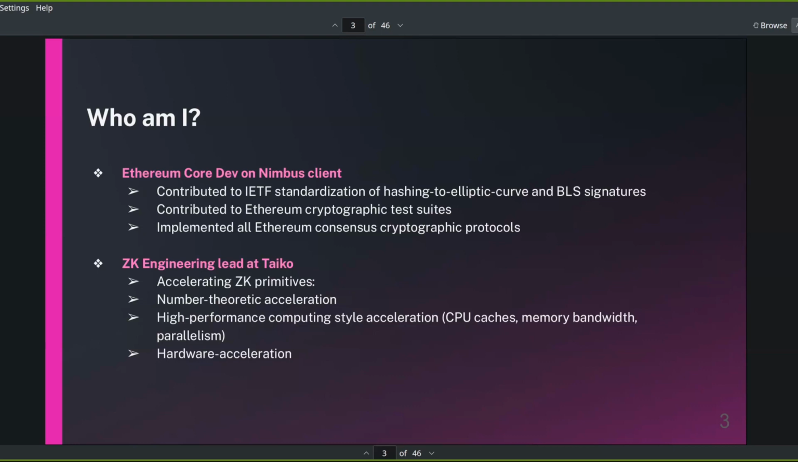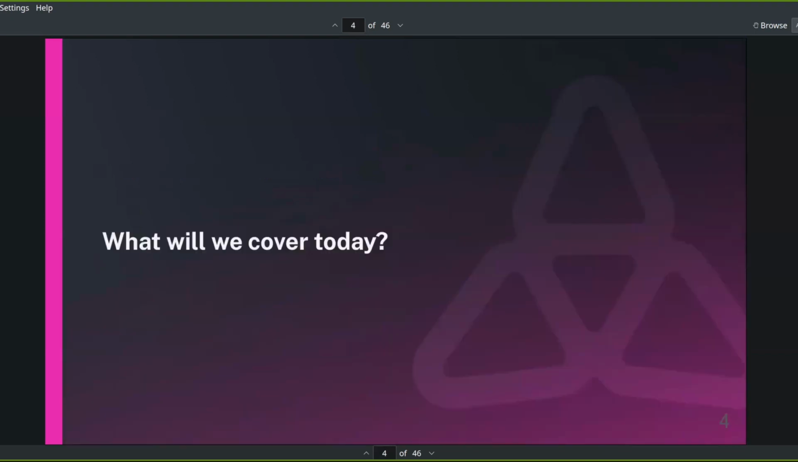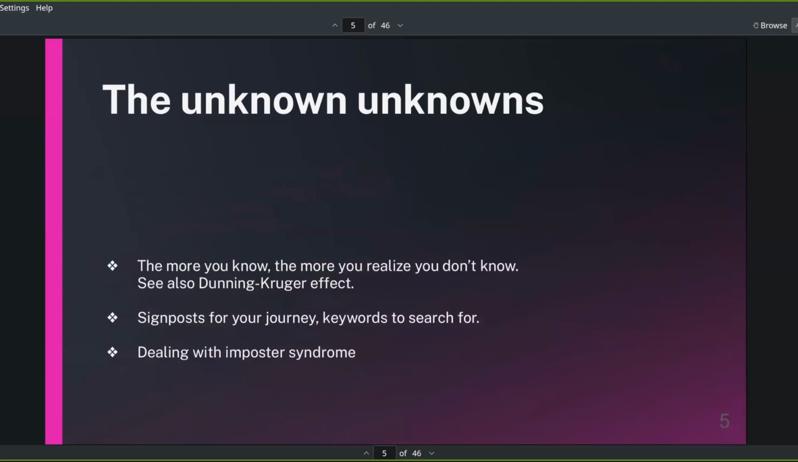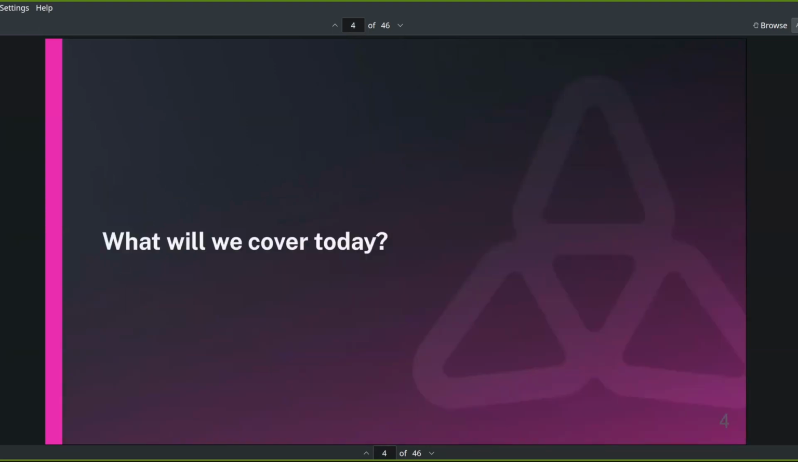So we have three ways to accelerate them: number theoretical acceleration, high performance computing style, so using CPU caches, memory bandwidth, parallelism, and hardware acceleration. And today we have a long course, seems like I have 46 slides, but many of those are just one line. So before I go over the agenda, I want to talk about the main goal of the talk.